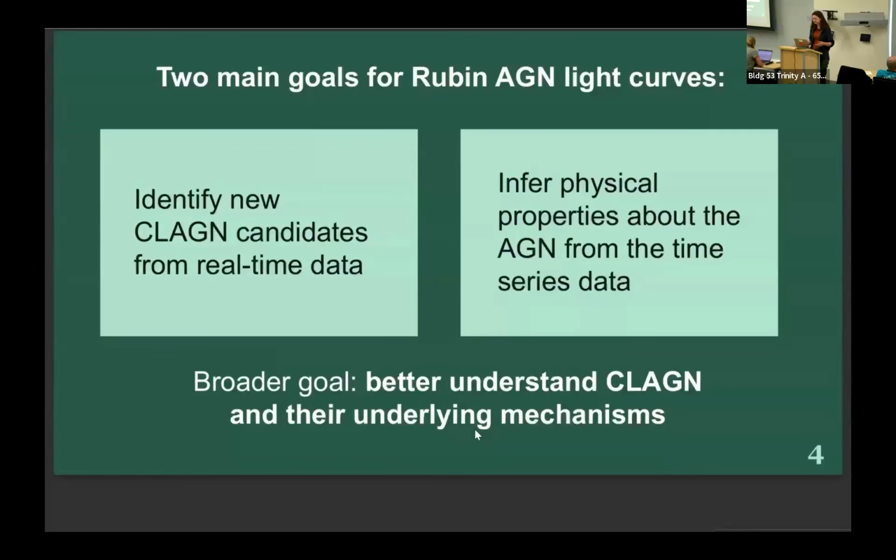So, two main goals for these light curves. Broadly underneath all of this is just to better understand changing look AGN and why they're doing what they're doing, what the underlying physical mechanisms are. We really want to identify new changing look AGN, because growing our sample is going to help us hugely in understanding more about them, and also eventually inferring physical properties about the changing look AGN from the time series data itself, because these light curves are exhibiting all sorts of different signatures, and from these signatures we hope to understand things about the physical processes that are happening to create them.